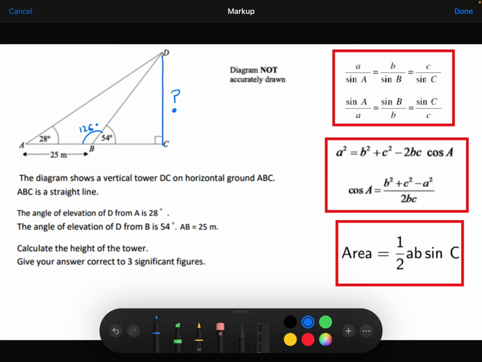Now, to do this, I'm first actually going to focus on this non-right angled triangle here. If this angle is 28 and this angle is 126, I can take both of those away from 180 to work out the third angle. So 180, take away 28, take away the 126, I get 26.